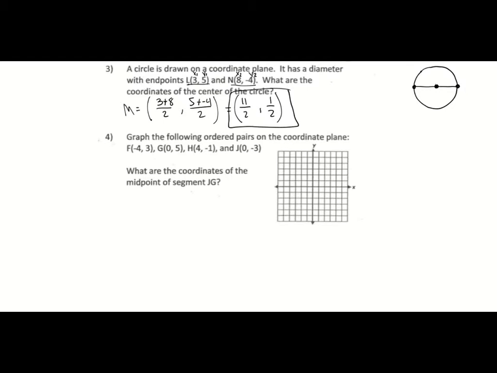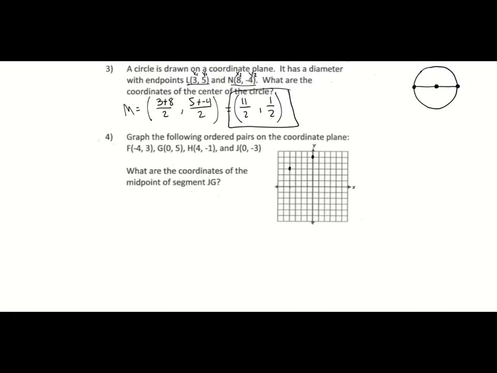Okay, we have one more question. Number 4. Graph the following ordered pairs on the coordinate plane. Step 1. So our first point, we have negative 4, 3. So if we count left 4, 1, 2, 3, 4, up 3, 1, 2, 3. Then we have 0, 5. So we're not going left or right at all, we're just going up 5, 1, 2, 3, 4, 5.